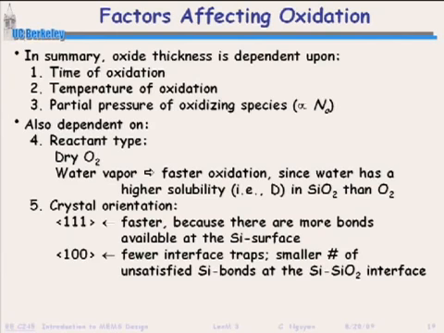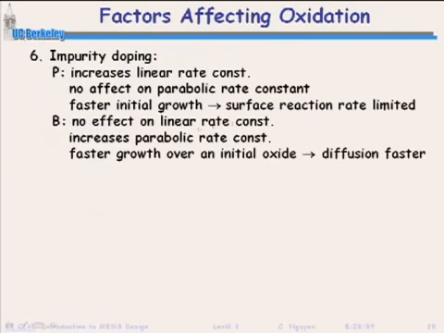Impurity doping. So phosphorus, it'll increase the linear rate constant. That means it'll make the reaction a lot faster, but it has no effect on the parabolic rate constant. So faster initial growth, and then, so initially it's surface reaction rate limited. Okay? Boron has no effect on the linear rate constant, but it does increase the parabolic rate constant because when it gets into the oxide, the oxygen can diffuse faster through the oxide. So that's it for oxidation.